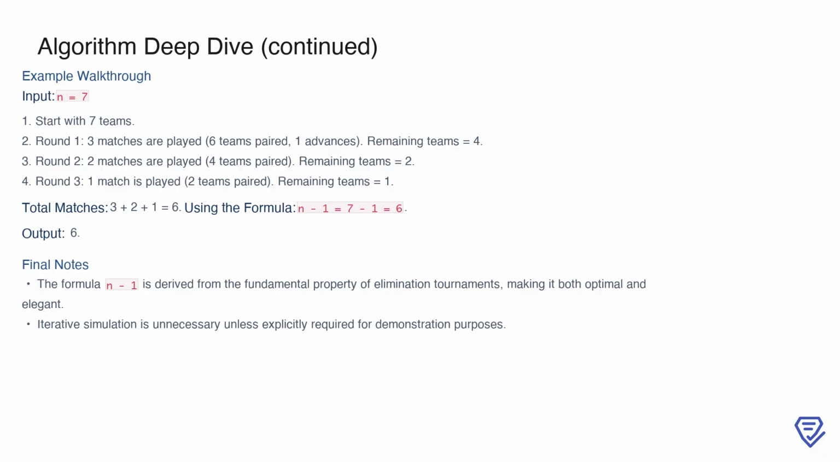Adding up the matches, we get 3 plus 2 plus 1 is equal to 6 matches in total. Using the formula, we calculate n - 1 is equal to 7 - 1 equals 6, which matches our result. This demonstrates that the formula n - 1 is not only correct but also significantly more efficient than simulating each round. The elegance of this formula lies in its simplicity, as it directly leverages the fundamental property of elimination tournaments. Iterative simulation is unnecessary unless explicitly required, making the formula the optimal choice for solving this problem.